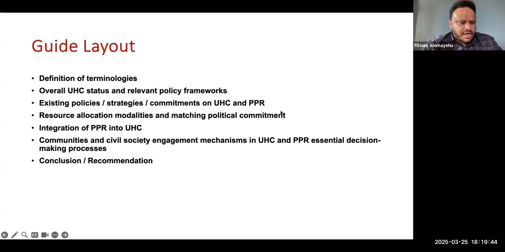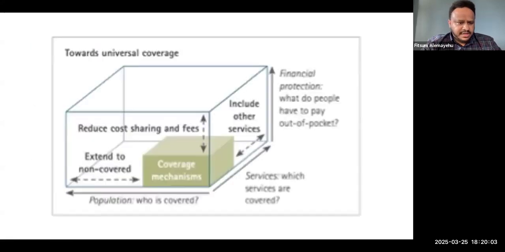Then we look into how community and civil society engagement mechanisms in UHC and PPR decision-making processes are very important, and how communities can participate in those. Finally, the conclusion and recommendations to further strengthen community and civil society engagement in UHC and also PPR. Next slide, please.